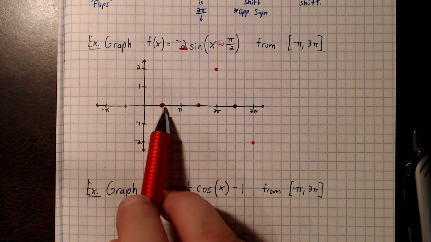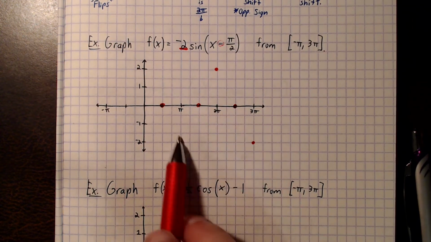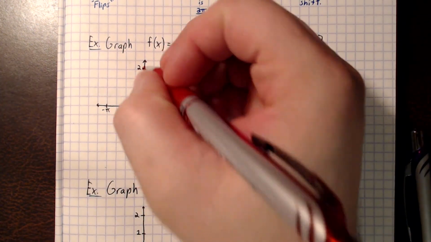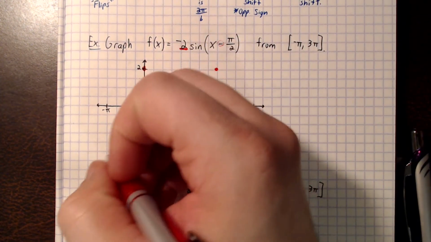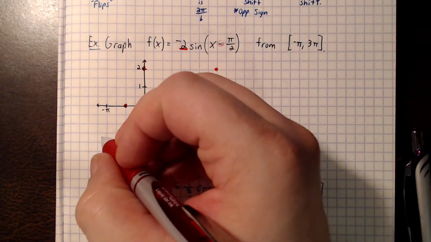And on the other side, I know that it's cyclical, right? So I should be going in reverse this way. So I need to go up to 2, back down to 0, and then down to negative 2. Okay, so that's what that function is going to end up looking like. We're going to draw it in.